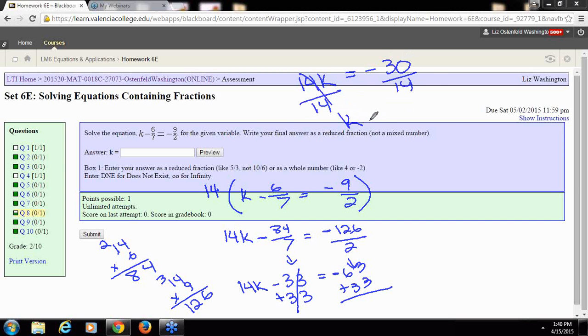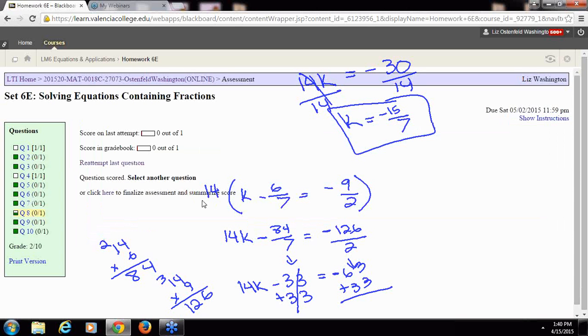And I need to make sure I simplify this. So off the top of my head, really quickly, I would say they're both even. So if I cut them both in half, I'm going to get negative 15 over 7. And this should be a good answer. So I'm going to go ahead and type that in. Minus 15 over 7. There we go.